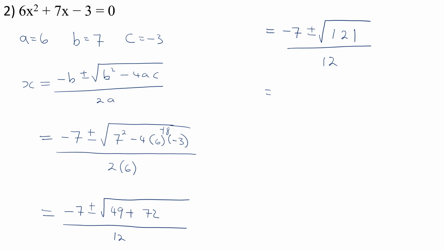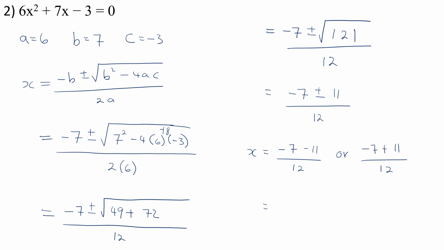121 again is a perfect square. So that is minus 7 plus or minus 11. 11 times 11 is 121. All divided by 12. So here we have our two values of x. So it's either x is equal to minus 7 minus 11 over 12, or x is equal to minus 7 plus 11, all on 12.